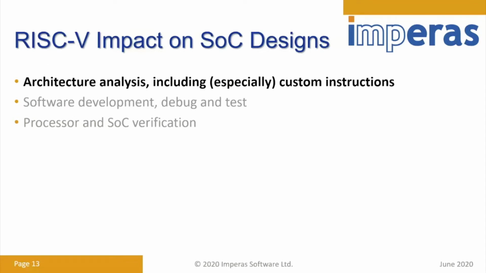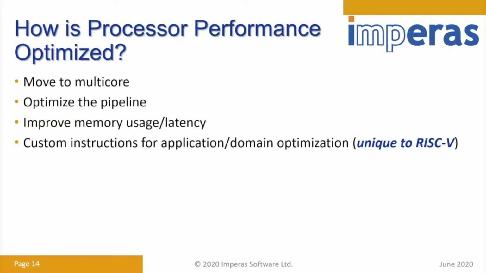Looking at the kind of activities that you need to go through, the first activity is architectural analysis. This is especially true when you're trying to come up with custom instructions. The information you get back from the system can guide you to decide: do we need to move to a multi-core? Do you optimize the pipeline, or improve memory usage and latency? Or indeed, as we're talking about here, implement custom instructions for your particular application domain.